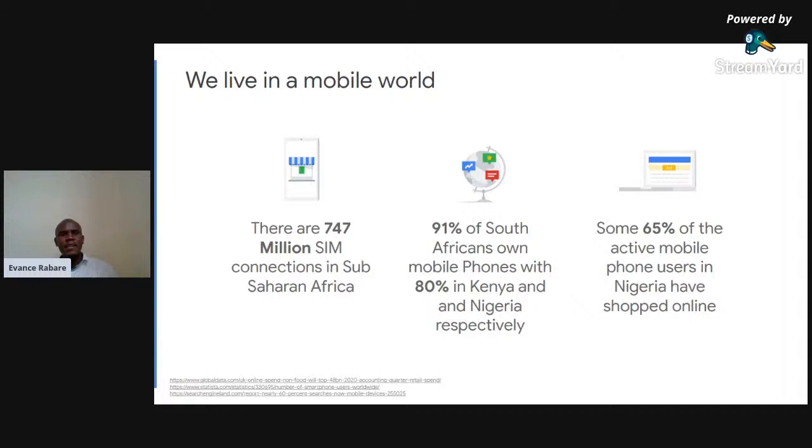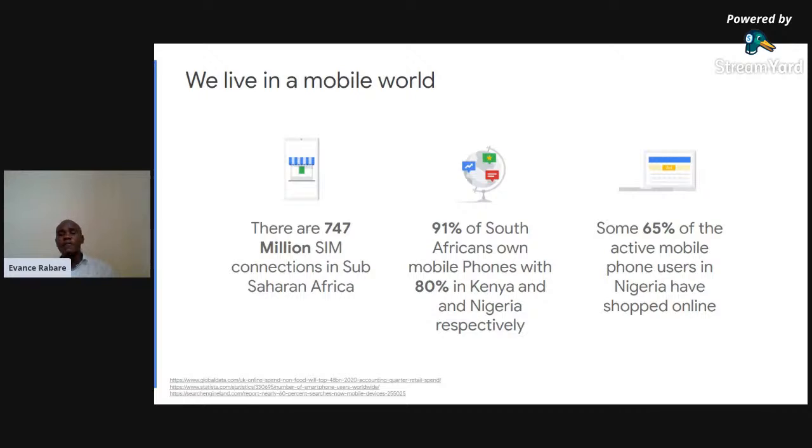We live in a mobile world, so pretty much everybody owns a mobile phone, and a smartphone for that matter. You can have a phone, but if the phone does not have the capability of connecting to the internet, you might be missing out on a lot. So you need a smartphone which is capable of connecting to the internet. You're able to browse, and you're able to use social media pages.